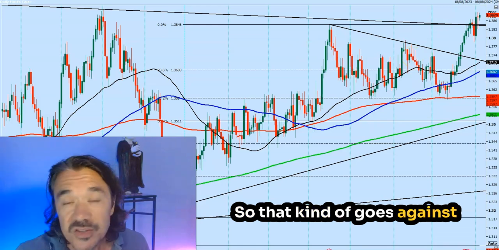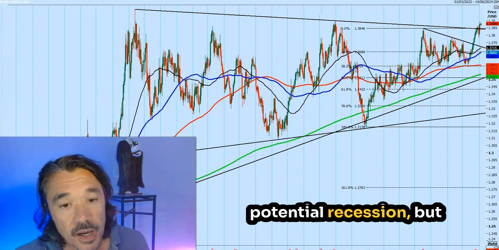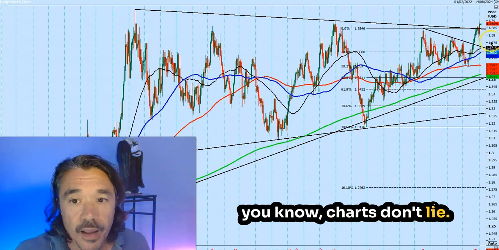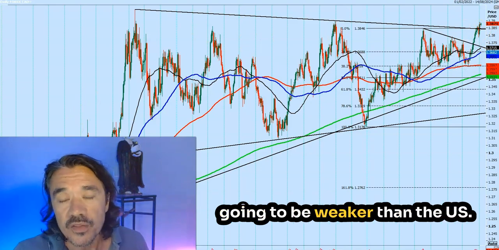So that kind of goes against my theory that the US dollar will weaken as we face potential recession. But charts don't lie. Yeah, we do have a breakout. So maybe the Canadian is going to be weaker than the US.